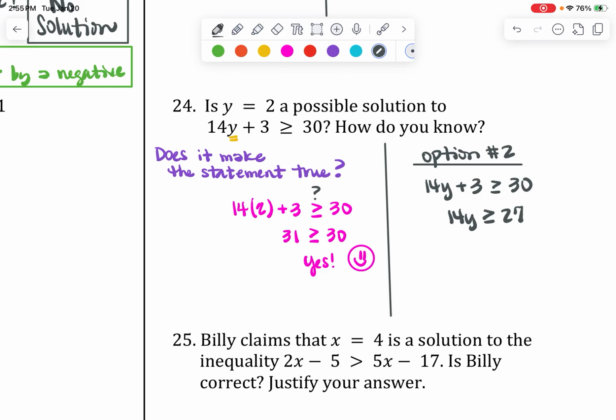Now, those are not friendly numbers, but that's okay, right? So 27, you're divided by 14, right? You're going to get like 1.9285, blah, blah, blah. It's an infinite decimal, right? So, but by doing that, you're saying y is any number greater than 1.9. Well, is 2 greater than 1.9? Yes, right? So you could also solve it and then see if the possible solution they gave us is in your answer. Okay, so that seems a little more difficult to me, especially if the numbers work out really gross there, like that infinite decimal, but it's certainly another way you could think about it.